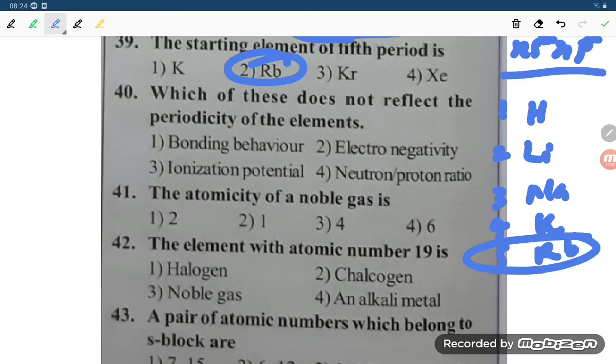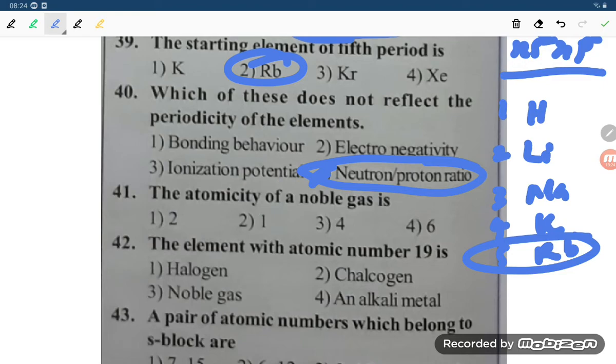Bonding behavior, electronegativity, ionization potential, neutron proton ratio. This neutron proton ratio is not related to periodicity. Bonding: same group, same number of bonds. Electronegativity: same group, similar electronegativity. Ionization potential also increases left to right. Electronegativity also increases left to right. So the required answer is option number 4.